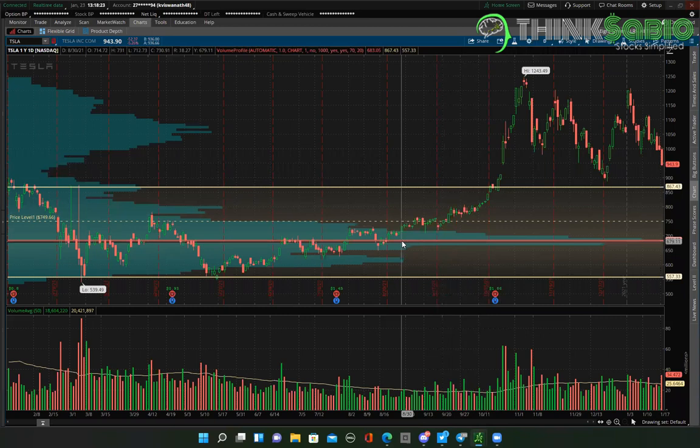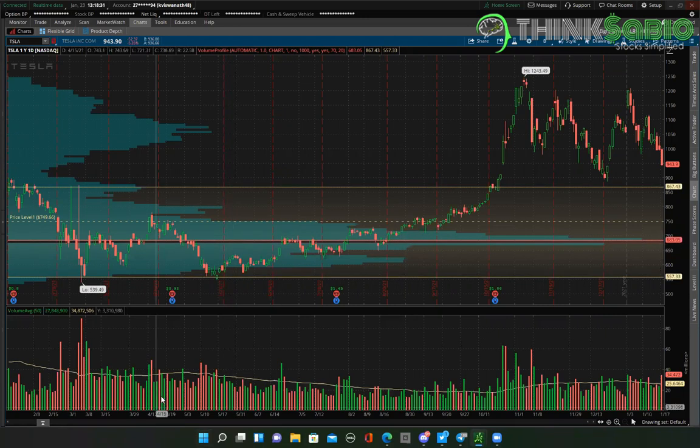What that means is this is where the maximum amount of market participants have traded this stock around this price range. Remember, this volume right here is a representation of the volume in terms of time. Each bar represents the volume per day. This volume profile right here represents the volume with respect to price.